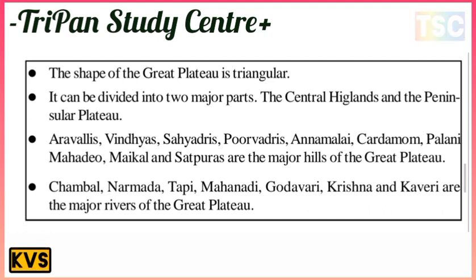And here, an important point arrives: the shape of the Great Plateau is triangular. It can be divided into two major parts, the Central Highland and the Peninsular Plateau.